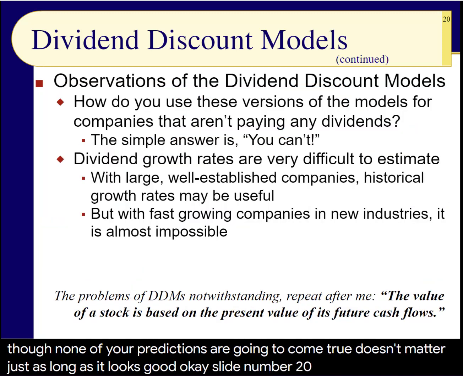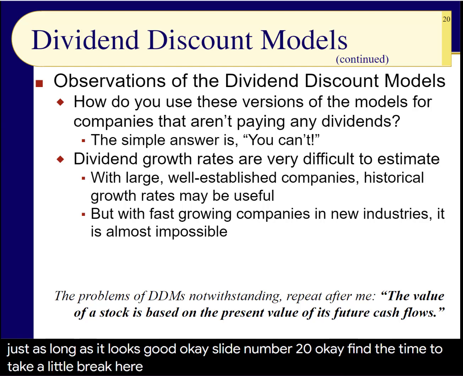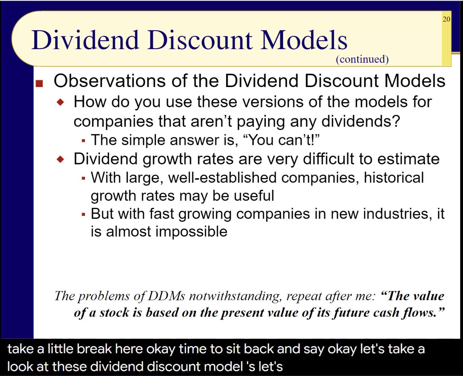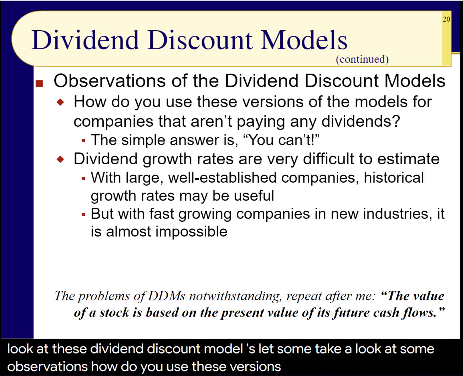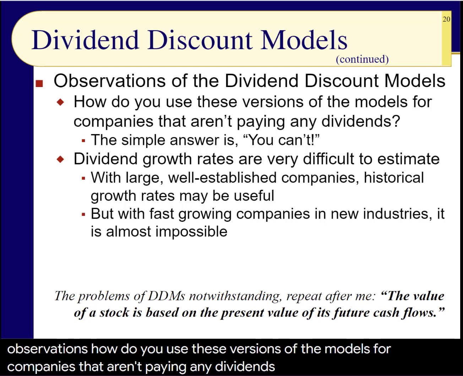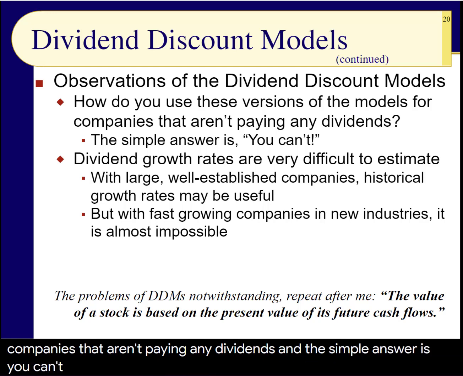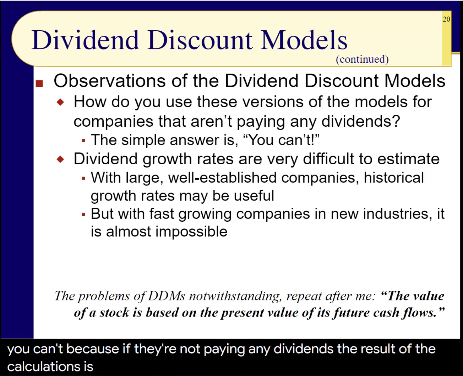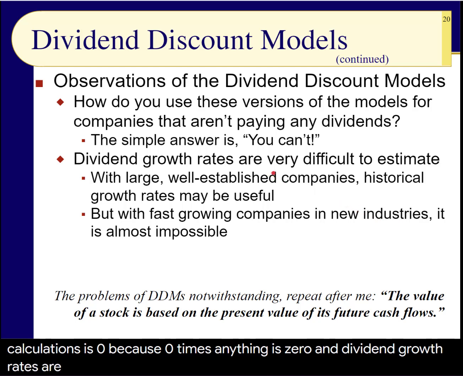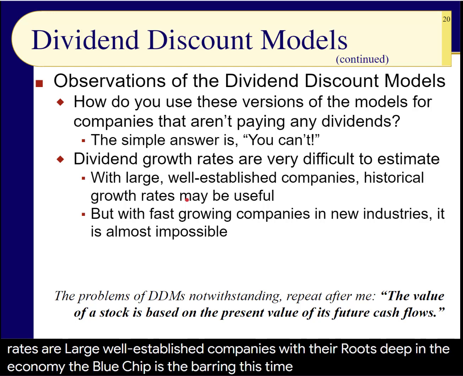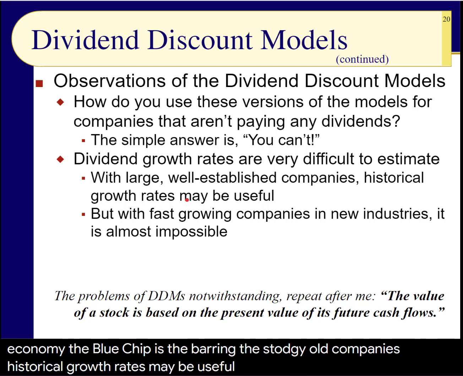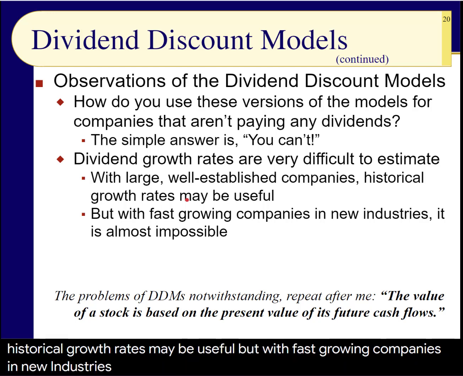Okay, slide number 20. It's time to take a little break here. Time to sit back and take a look at these dividend discount models and some observations. How do you use these versions of the models for companies that aren't paying any dividends? The simple answer is, you can't. Because if they're not paying any dividends, the result of the calculations is zero, because 0 times anything is 0. And dividend growth rates are very difficult to estimate even with large, well-established companies with their roots deep in the economy, the blue chips, the boring, stodgy old companies. Historical growth rates may be useful, but with fast-growing companies in new industries, it's almost impossible.